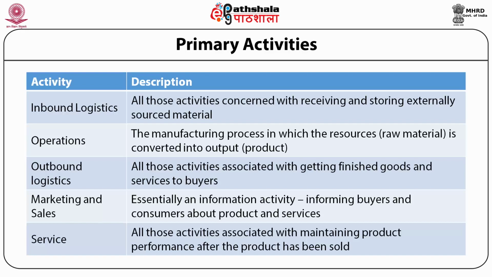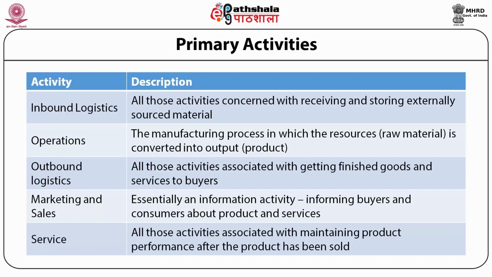The third primary activity is outbound logistics. That is, all those activities which are associated with getting finished goods and services to the buyers. So the product that has been created has ultimately to reach the end consumer. The fourth primary activity is marketing and sales, essentially an information activity which informs the buyers and the consumers about the product and services. And finally, the last primary activity is service, which is associated with maintaining the product performance after the product has been sold.